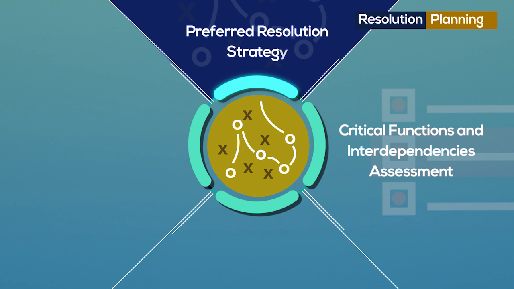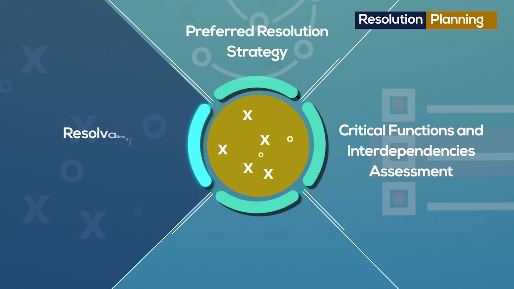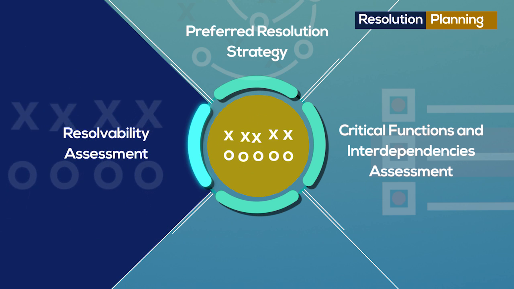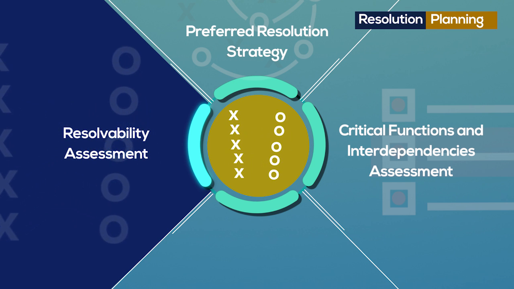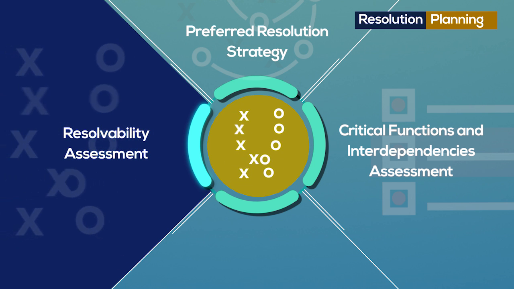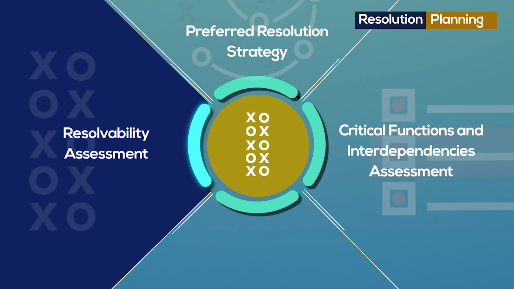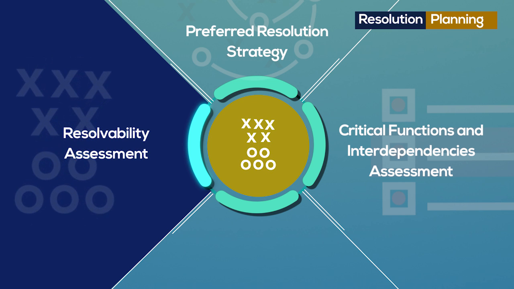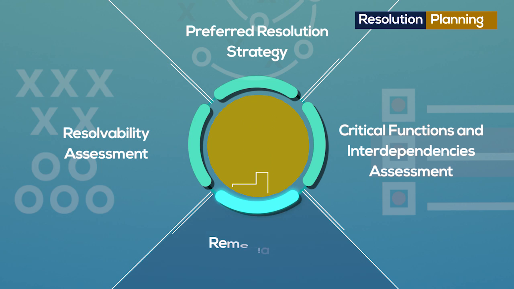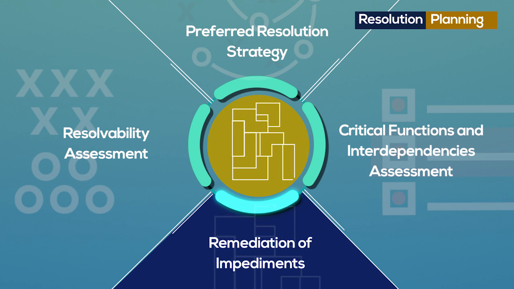Developing the preferred resolution strategy and operational plan to help maintain continuity of the critical functions. Undertaking resolvability assessment to assess the feasibility and credibility of the preferred resolution strategy, including identifying the impediments to effective resolution. Devising an action plan to remediate the impediment.